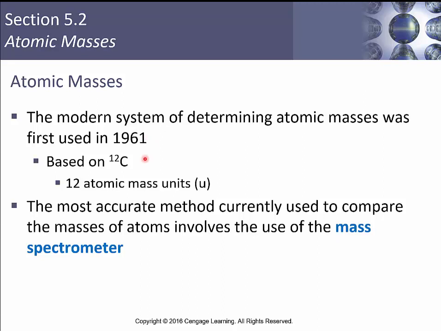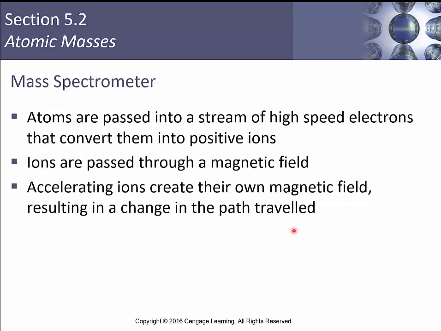So it's kind of a definitional sort of thing that says, all right, we're going to take carbon-12 and say that carbon-12 is 12 atomic mass units, and everything is going to be based relative to this carbon-12. The most accurate method currently used to compare masses of atoms involves the use of a mass spectrometer, and that's a machine in which atoms are passed into a stream of high-speed electrons that convert them into positive ions, cations, positive.